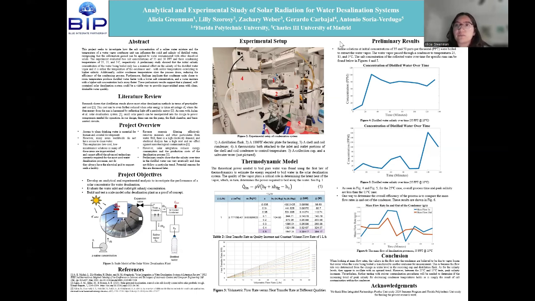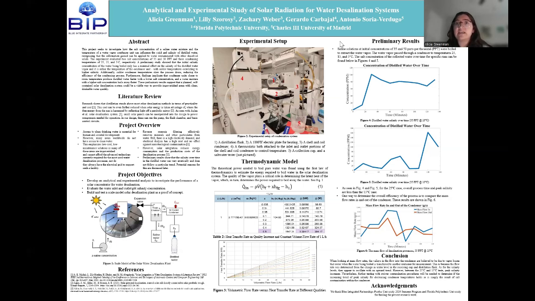To start, we did a thermodynamic model to estimate the amount of energy required to boil water in the system. By using the first law of thermodynamics, we found that the energy required is directly proportional to the volumetric flow rate and quality of the water in the system. So as the volumetric flow rate and the quality increase, the power required will also increase. This will give us an idea of how much power we will need when actually using our system.